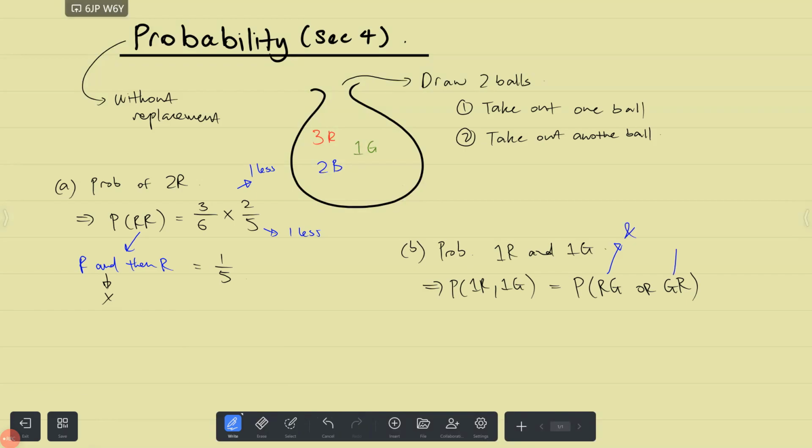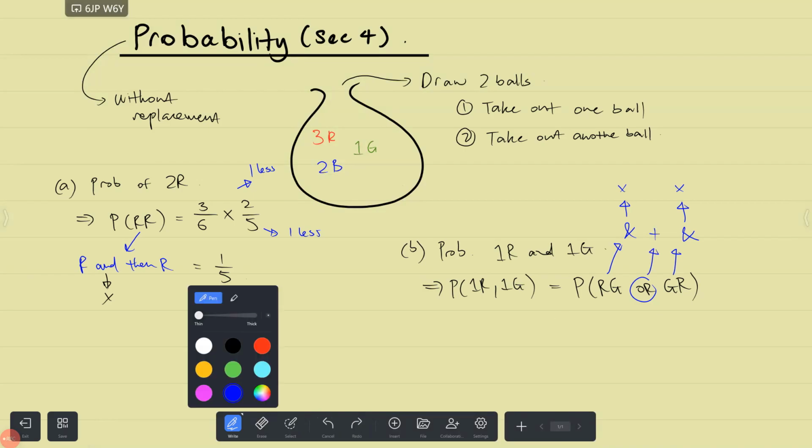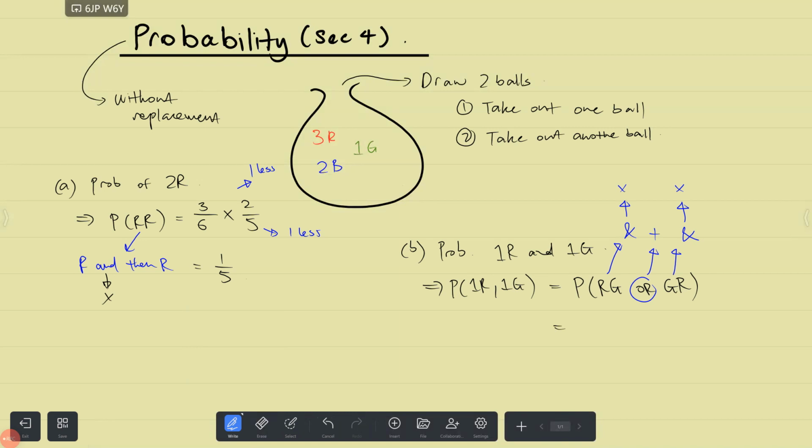Same thing here, this is the conjunction where there's n, and this is OR. What does n mean? It means times, and OR means plus. So over here, our working will be to get the first red ball, which is 3 out of 6. And we know in the back there is 1 green ball, so it will be 1 out of 5. It is 1 out of 5 because the total number of balls decreased by 1 after you take out 1 red ball. And for OR, you just put plus here.